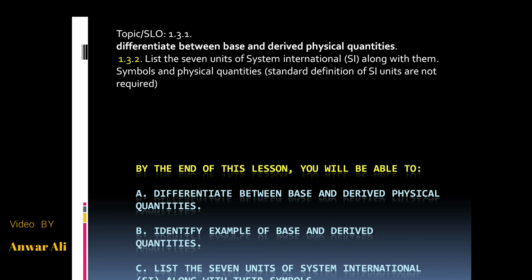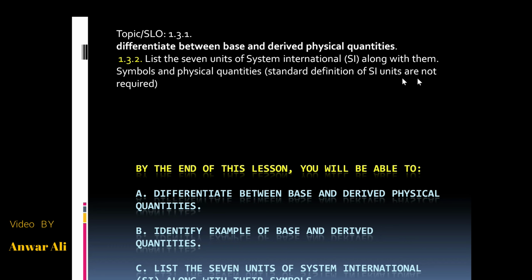Dear students, today I am going to discuss two SLOs, two topics. SLO 1.3.1: differentiate between base and derived physical quantities, and SLO 1.3.2: list the 7 units of System International, along with their symbols and physical quantities.